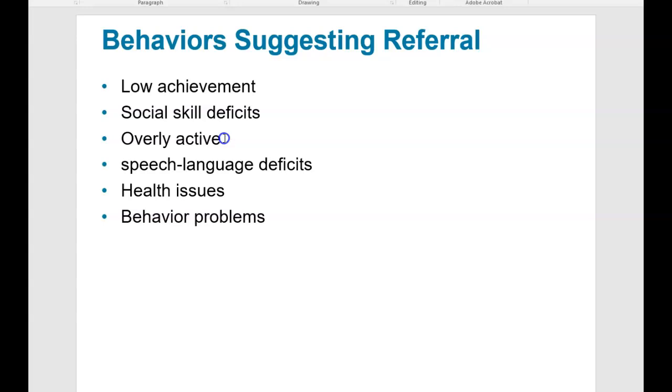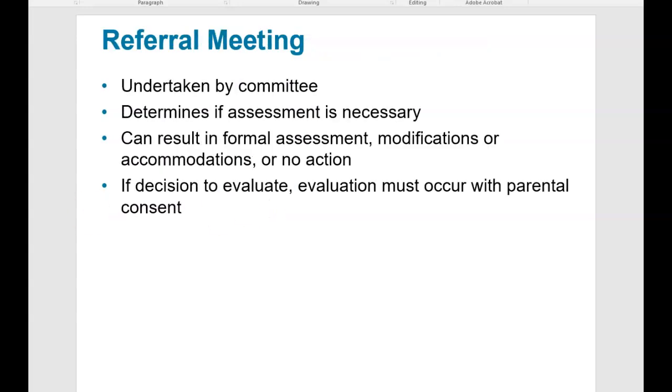Girls tend to be overly internally emotional. I think I talked about that maybe in chapter 1. So that might be something to look out for also. Is there a student who's really withdrawn, really quiet, doesn't interact with others? So not the overly active, but kind of the opposite. There might be some speech language deficits, some health issues, or of course some behavior problems, especially at the secondary level.